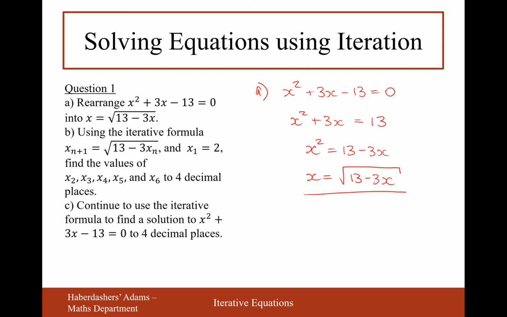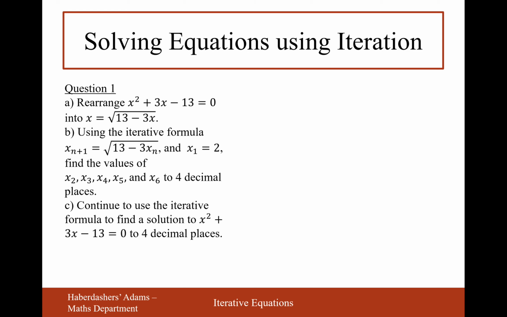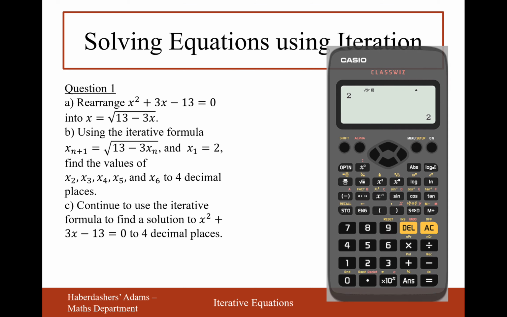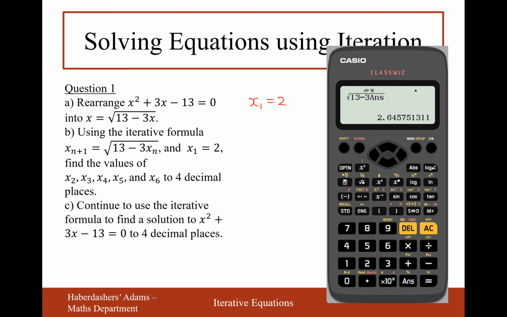Even if you can't do the rearranging parts, you can still have a go at part B, the iterative part. So grab your calculator, type 2 into the calculator first, and then work out the next values, x3, 4, 5, 6, there we are. So type out your formula, but don't type in xn, type in the answer button. So it's going to be 13 minus 3 times the answer, all square rooted. So to 4 decimal places is going to be 2.6458.